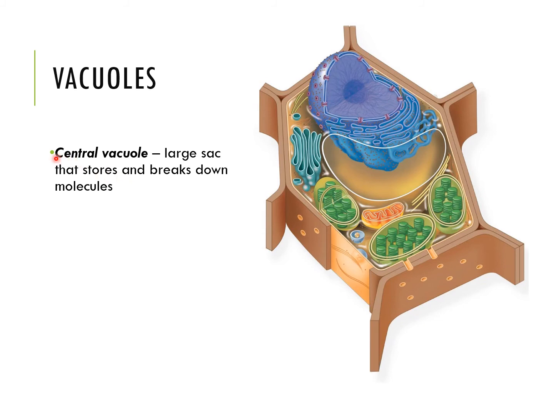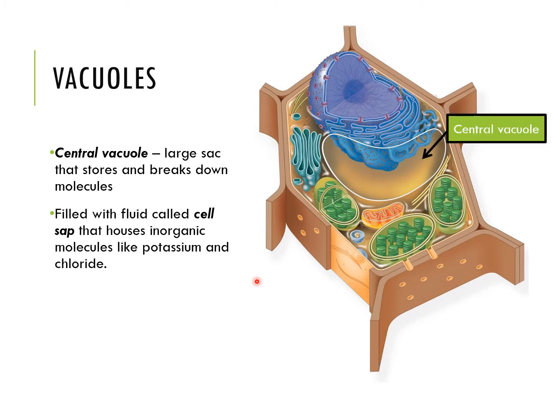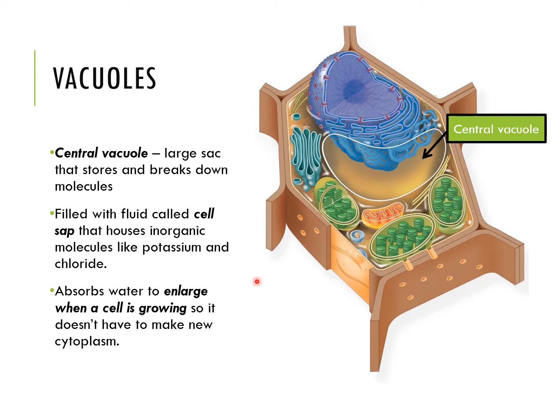In plants, it's more appropriate to say they have a large central vacuole. So they'll have a really big one. Most of the time it helps store sugar that's not ready to use yet, or water, or anything like that. It's filled with fluid called cell sap that houses inorganic molecules as well, like potassium and chloride. And it absorbs water to enlarge when the cell is growing, so it doesn't have to make new cytoplasm. If the cell gets bigger, we can fill this up with water so that we don't have to make any more cytoplasm.